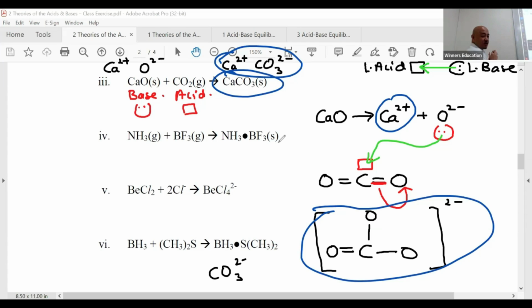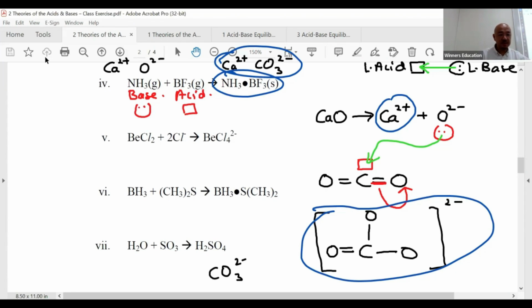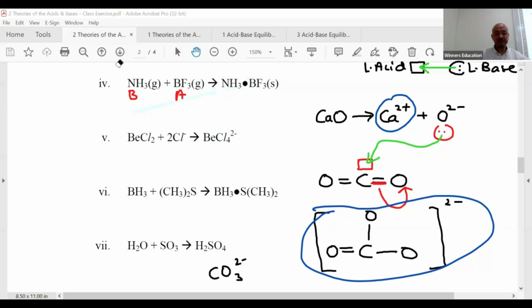Number 4, NH3BF3. I think this is quite straight to the point. Once again, we are leveraging on our good concept knowledge of chemical bonding. All right, let me shift this up so they have a lot of space. Here we go. Oops, sorry. Let me just erase.